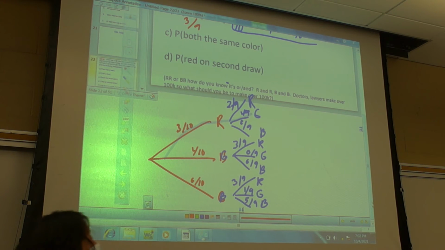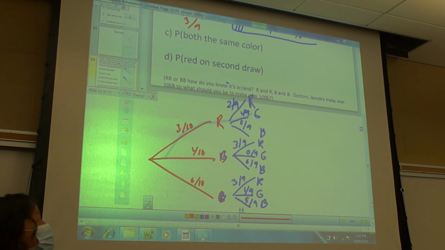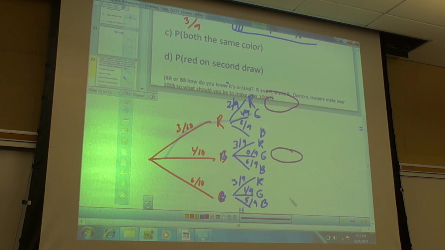Okay. Next question was both the same color. How can they both be the same color? What's one way? Red, red. Okay, red, red. That's one way. What's another way? Green, green. What's another way? Blue, blue. Ors we do what? Add. So I'm going to find these 3 things and add them.